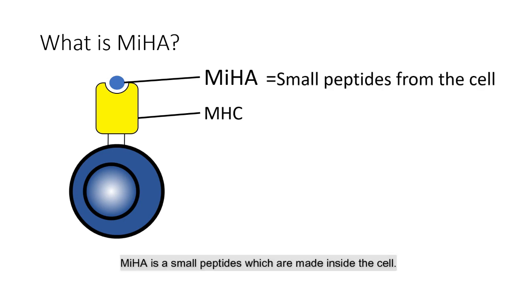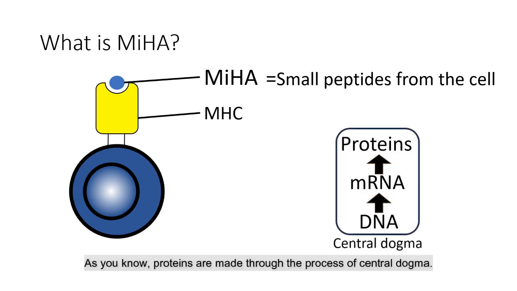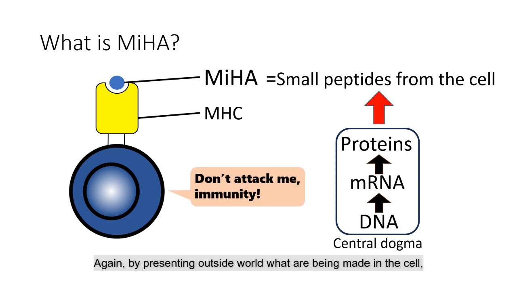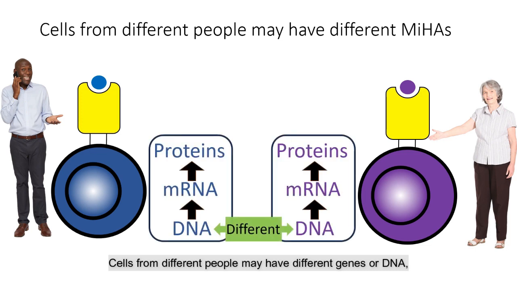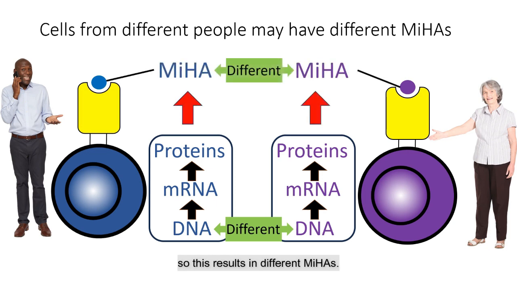MIHA is small peptides which are made inside a cell. As you know, proteins are made through the process of central dogma, and then some of the proteins are broken down and become MIHA. Again, by presenting to the outside world what is being made in the cell, the cell defends itself from the immune system. Cells from different people may have different genes or DNA, so this results in different MIHAs.